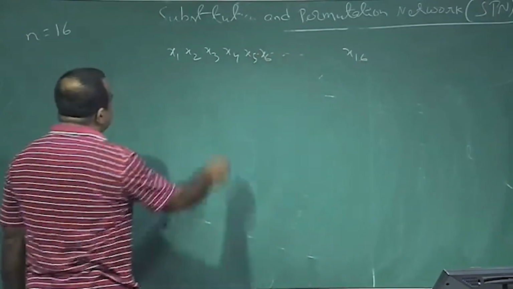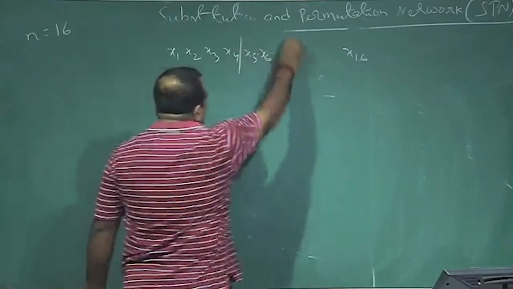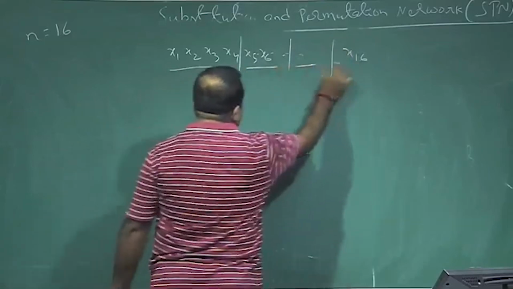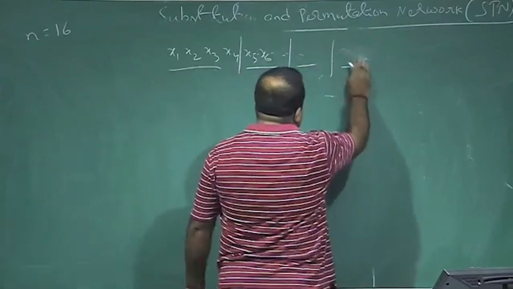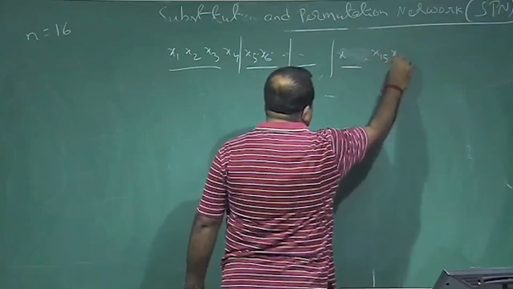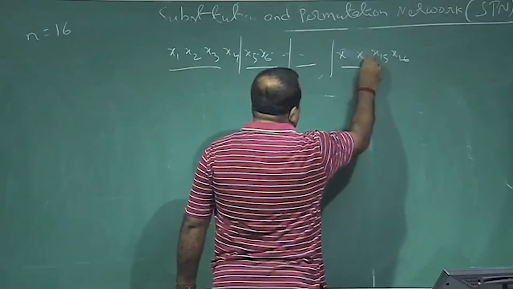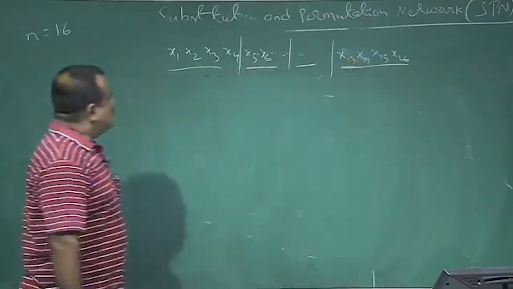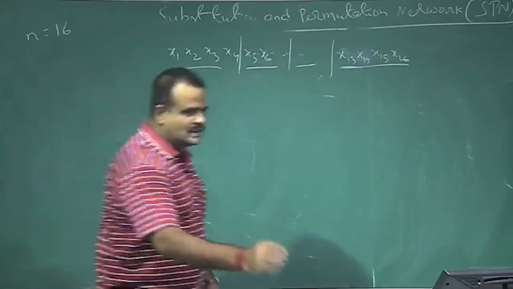So, what we are doing? We are breaking into 4 bit blocks. So, how many blocks do we have? 1, 2, 3, 4. So, x15, x16, x14, x13. This is the last block. So, each is a single bit. Okay, can you go to the slide please?